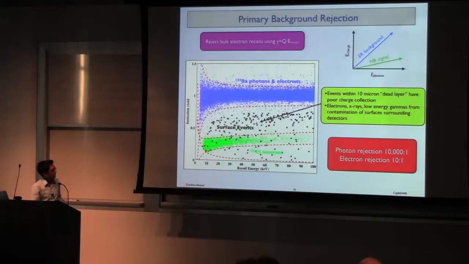And before we get to that, let me quickly mention that just using this ionization yield scheme, we have a gamma rejection of about 10,000 to 1, and pretty poor surface electron rejection. It's only 10 to 1. But okay, so how do we actually reject these surface events?